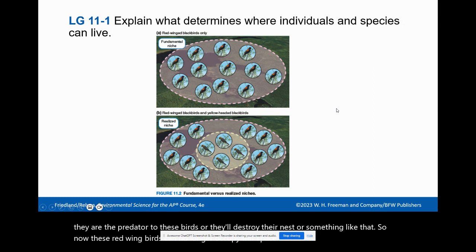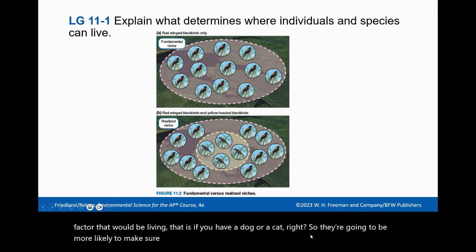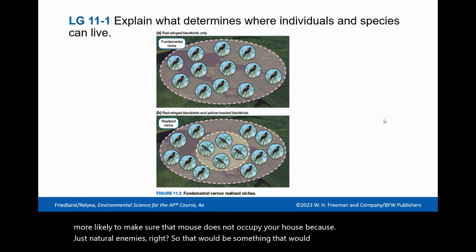The way I like to think about that is like your house is nice and warm, and you probably have food crumbs everywhere, so it is a great place for a mouse to set up shop. But the biotic factor that would be limiting that is if you have a dog or a cat, right? They're going to be more likely to make sure that that mouse does not occupy your house, because of just natural enemies, right? So that would be something that I would say are realized niches.